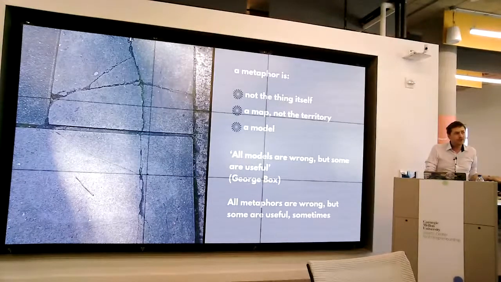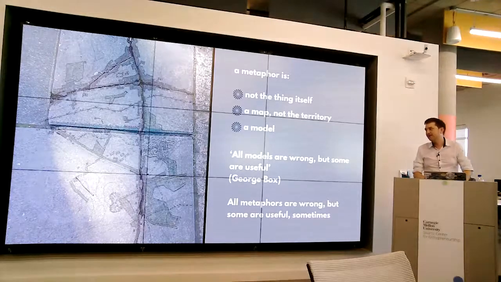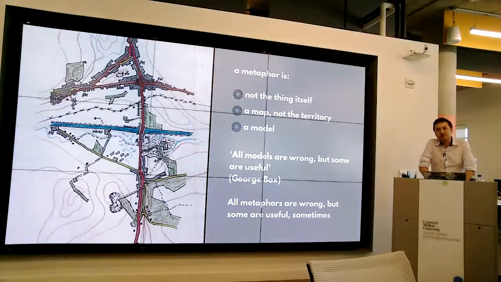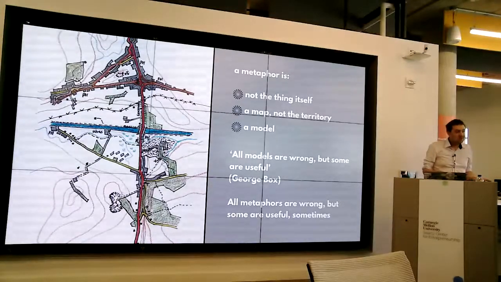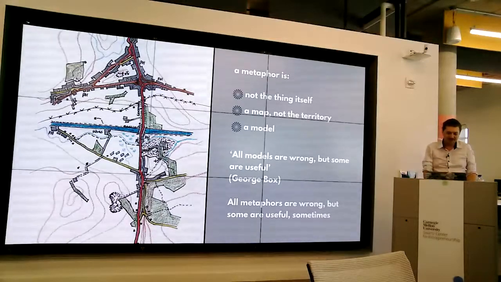But it's important to remember with all of these that a metaphor is not the thing itself. It's a model, right? It's a map rather than being a territory. And I'm sure some of you know the George Box quote, that all models are wrong, but some are useful. All metaphors are wrong by definition. They have to be wrong. They're not the actual thing, but some of them could be useful sometimes. And so that's sort of the level of what we're pitching here, I guess.